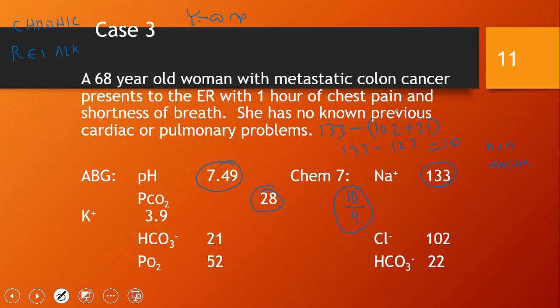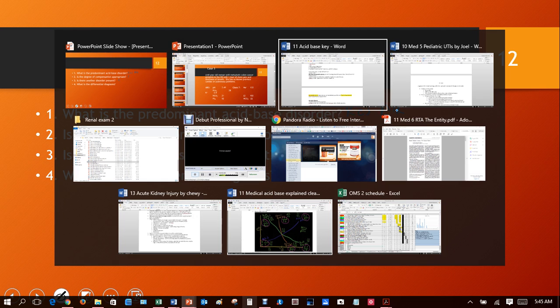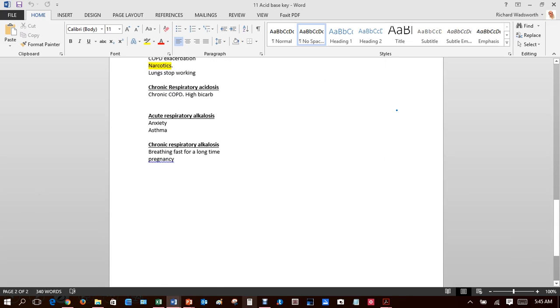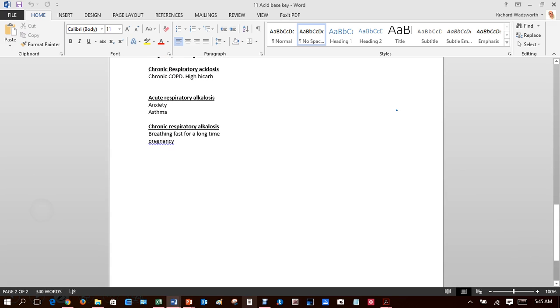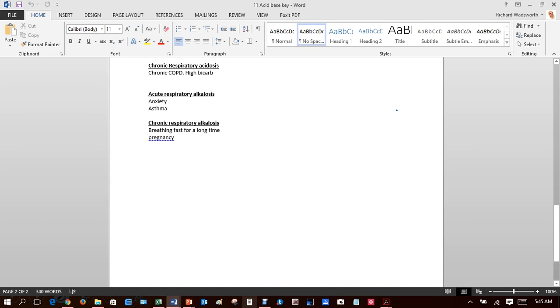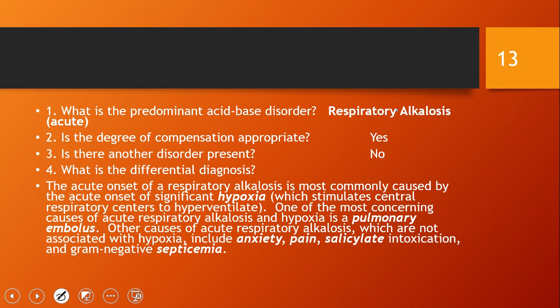Okay, so a lady with colon cancer. That's probably going to cause some sort of diarrhea or something. I don't really remember what was on my respiratory list on this one here. So when a person has respiratory alkalosis, you're thinking anxiety, asthma. I think there's some other things in there too, but I can't remember what they were. Let's see what the answers are. Okay, so yeah, I was right.